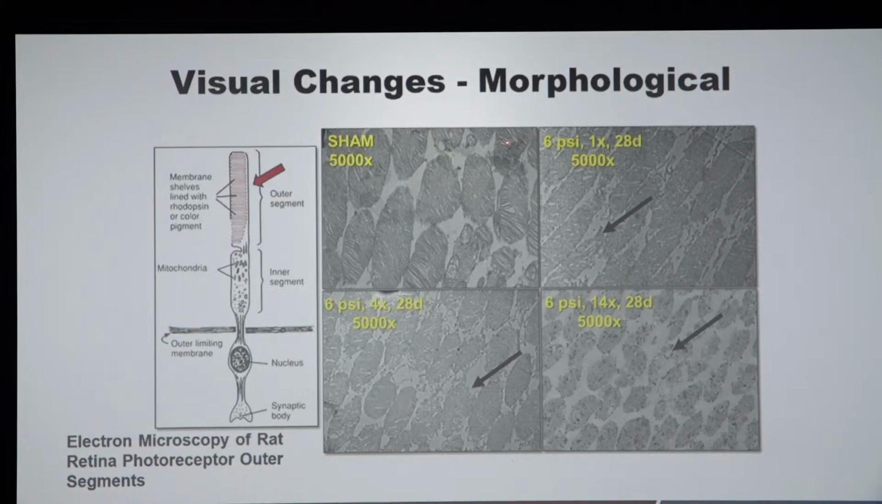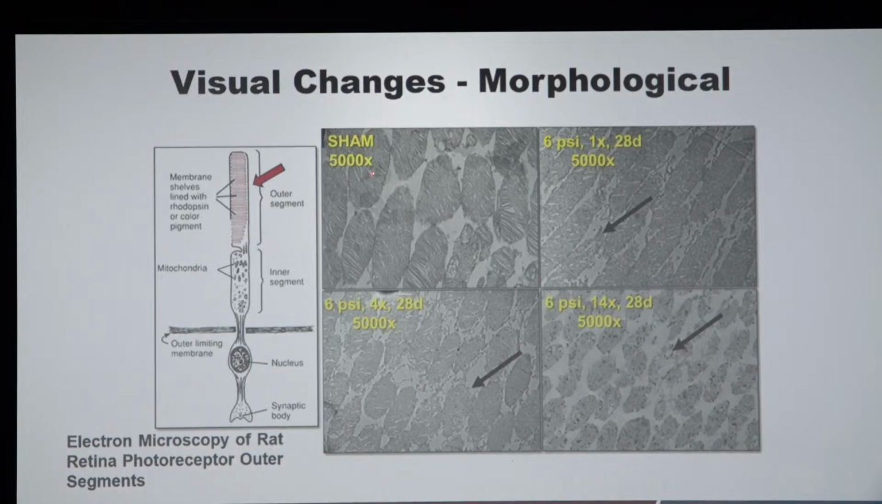These are the visual and morphological changes. So we wanted to see how the eyes and the ears have been affected. No one has ever assessed pathology in the eye in a repeated exposure setting. This is one of a kind.